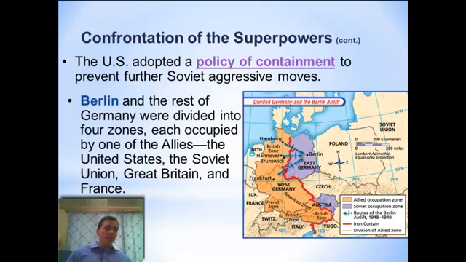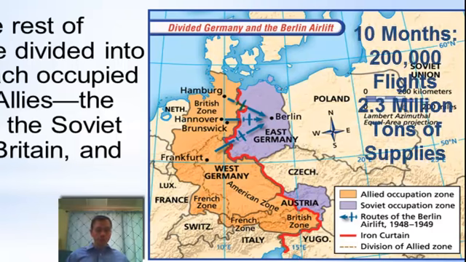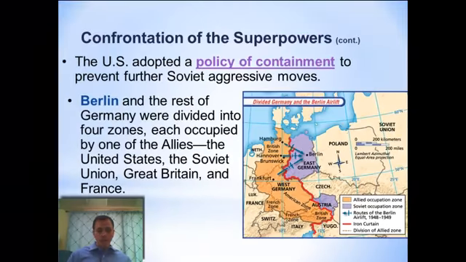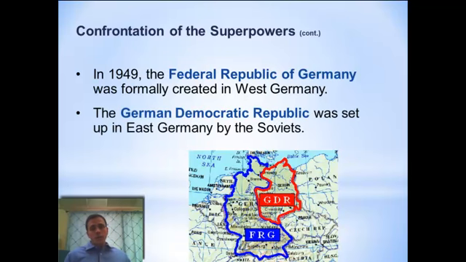In response to that, the United States and the other allies sent in what's called the Berlin airlift. They just sent tons of supplies. For 10 months, they sent 200,000 flights with over 2.3 million tons of supplies to West Berlin. Now, the Soviet Union finally drew back, and in response, they ended up creating their own Eastern Germany. So, in 1949, once the blockade ended, the Federal Republic of Germany was formed. That created West Germany. The German Democratic Republic, which is kind of a misnomer, it wasn't democratic at all, was set up in East Germany by the Soviets.